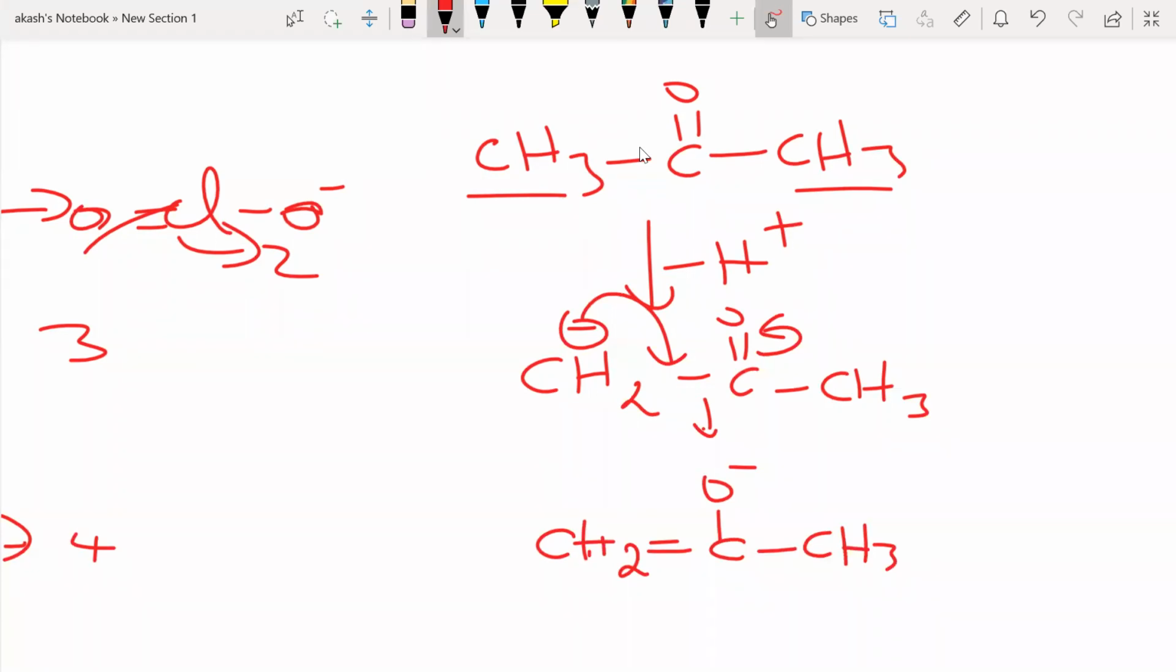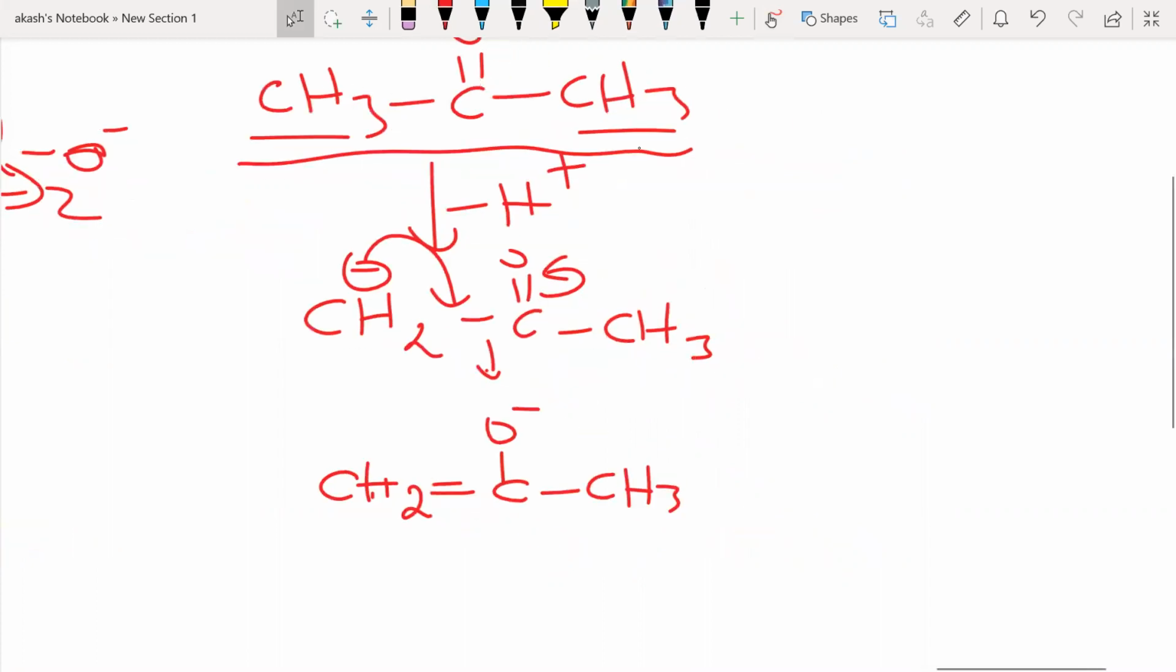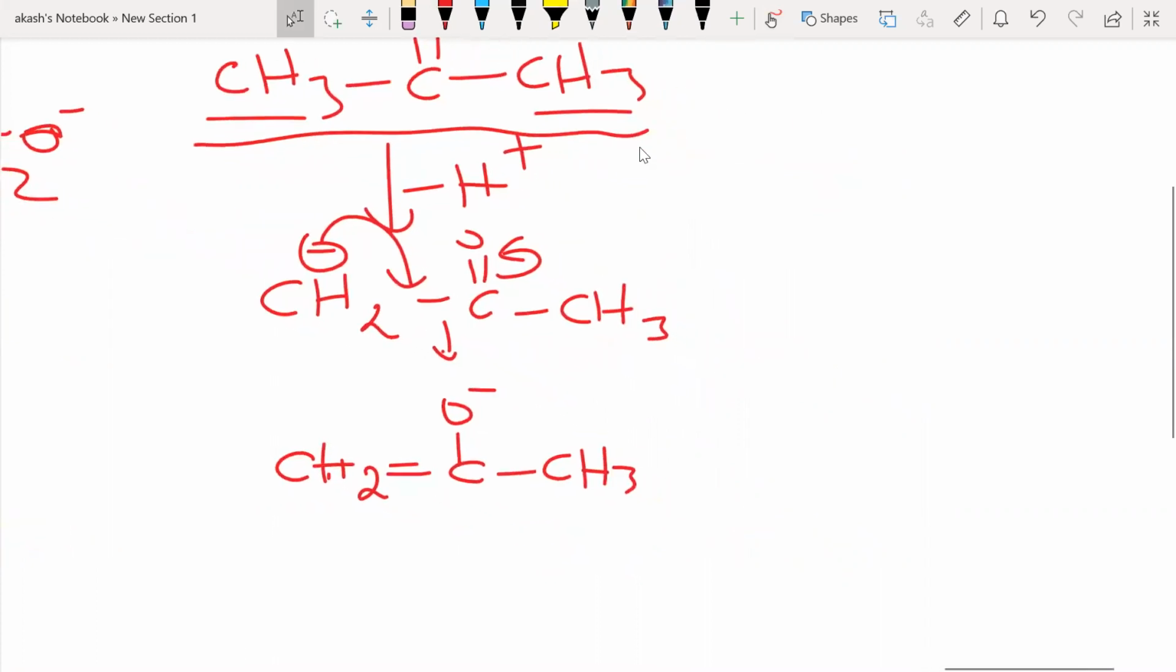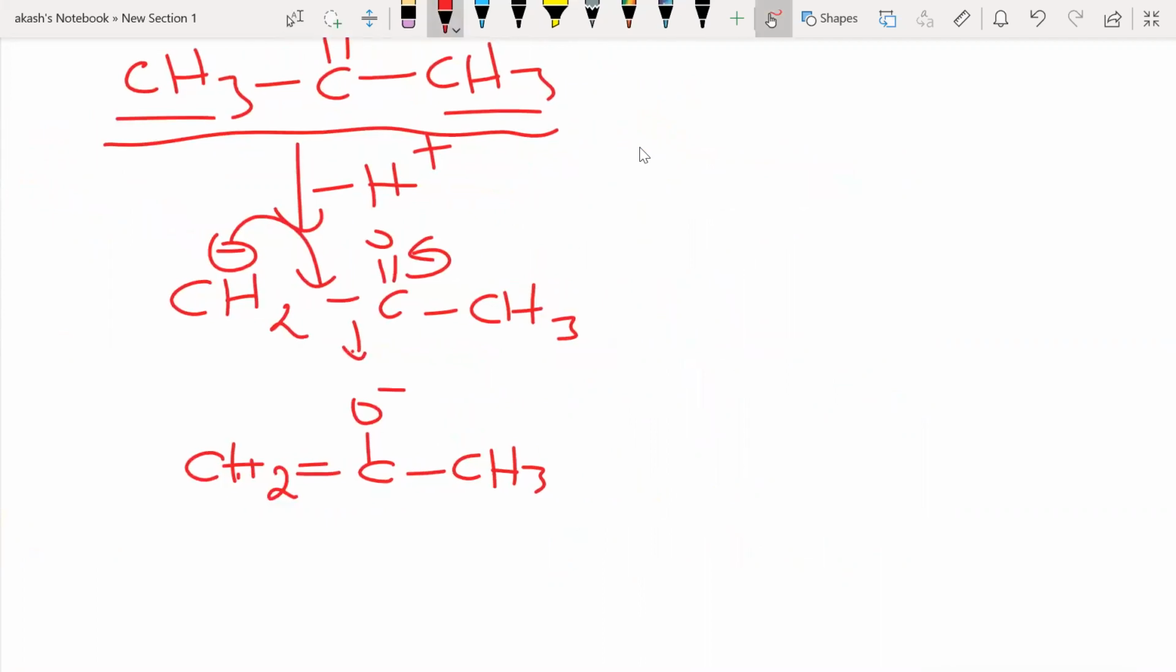Now we are talking about isomers. Isomers should have the same molecular formula. This was the total molecular formula, which means you have removed one hydrogen, so you have to add a hydrogen back to get the structure. You removed an H plus, so just add an H plus. If you add an H plus to this, obviously it is going to attack only the oxygen atom.